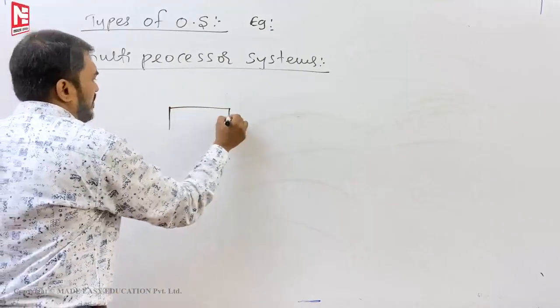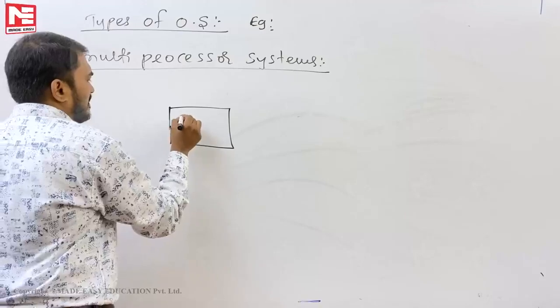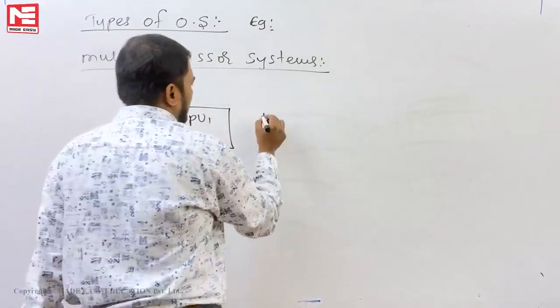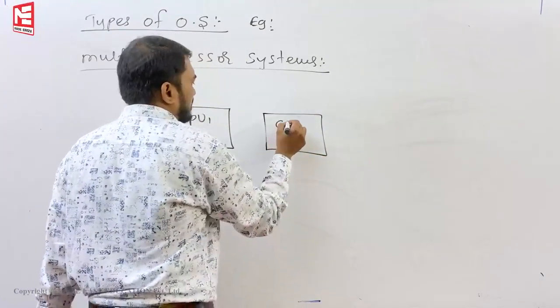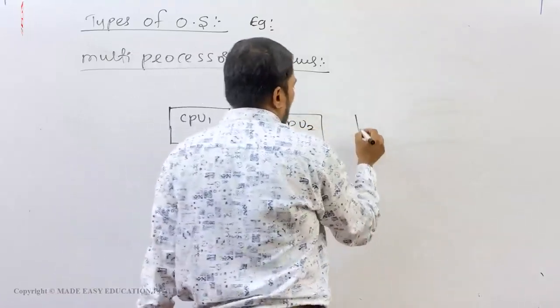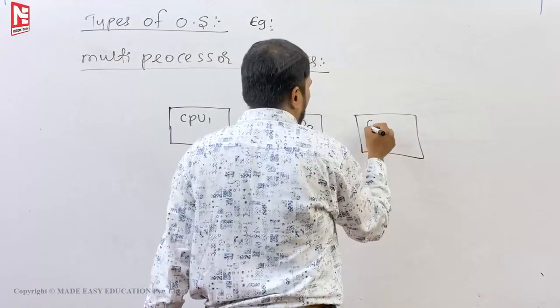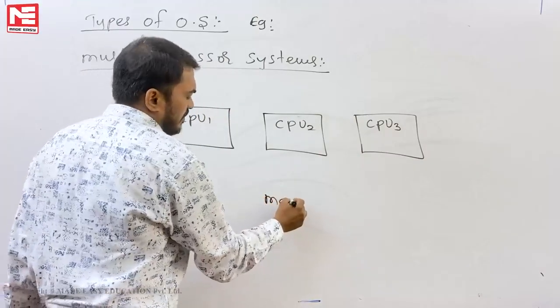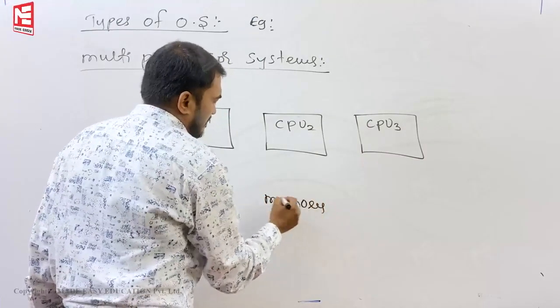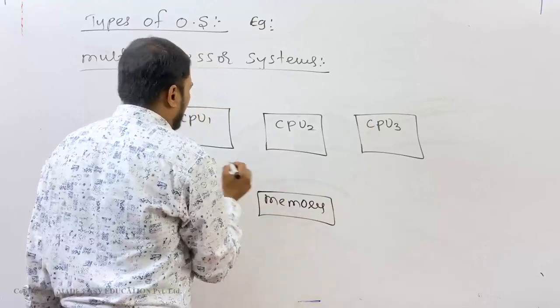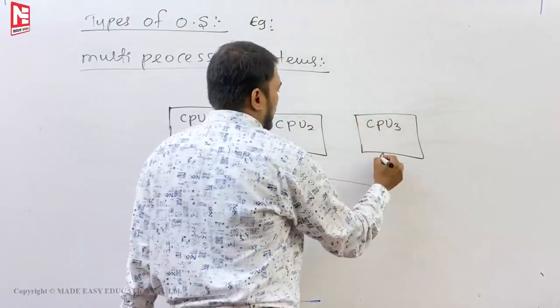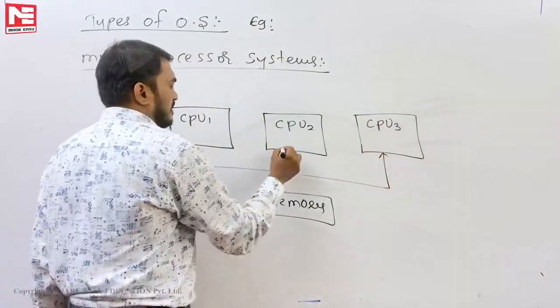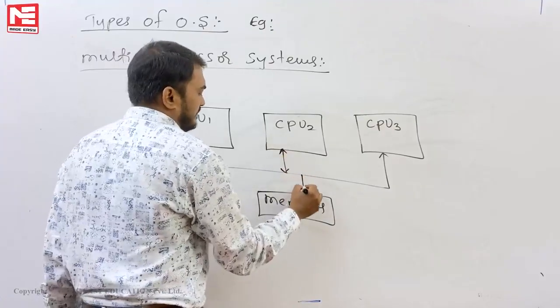So we can just copy the diagram. Diagram will be like this. Let's say CPU 1, CPU 2, CPU 3. So we are having common memory here. Note down, make a note of this, copy the diagram.